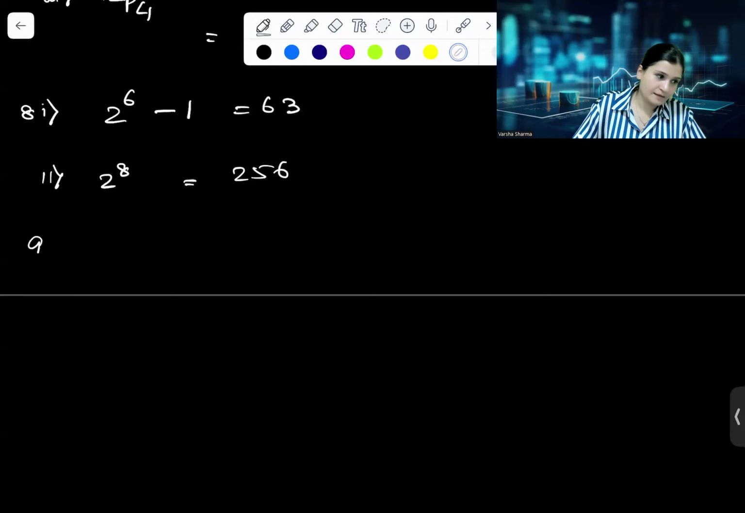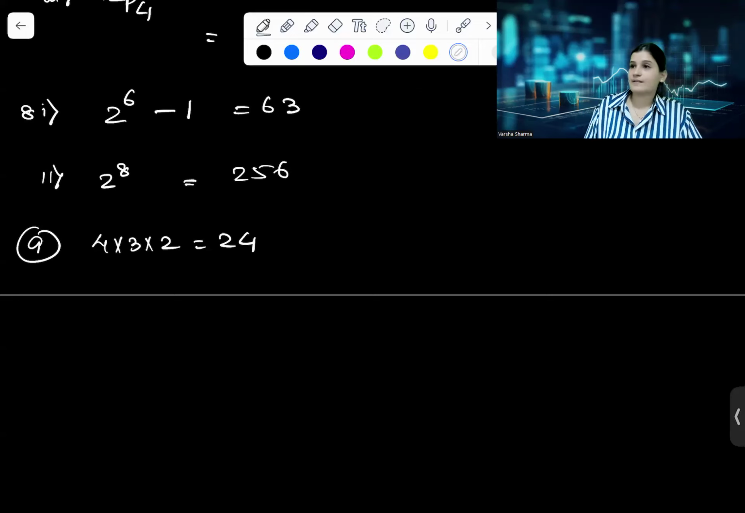9. In how many ways can 3 different rings be worn on 4 fingers with at most 1 in each finger? So no repetition. First ring, how many fingers are available to use? 4. Second ring, one finger will have 1 ring, so the second ring will have only the remaining 3 fingers. The third ring will have 2. So basically 4 into 3 into 2, 24.